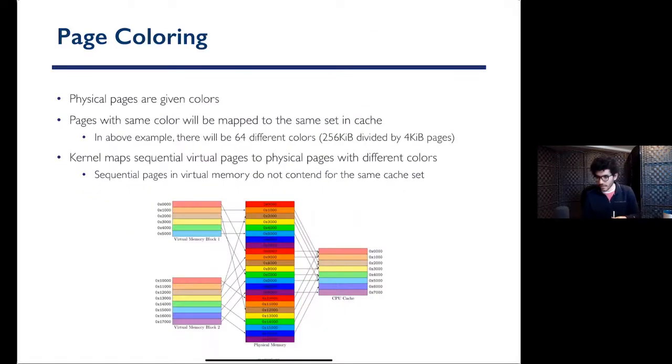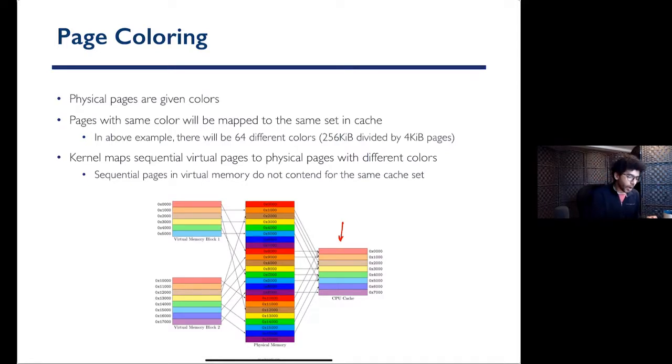Now, to avoid this, the technique that we use is called page coloring. Now, what is page coloring? Page coloring says, look at the number of sets that you have in your cache and assign a single color to each set. So this is my cache. I assign a single color to each one of my cache sets.